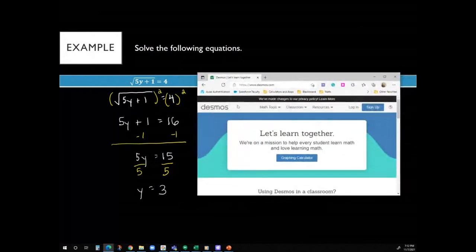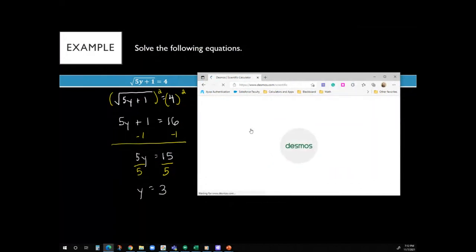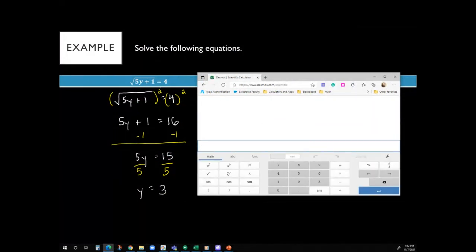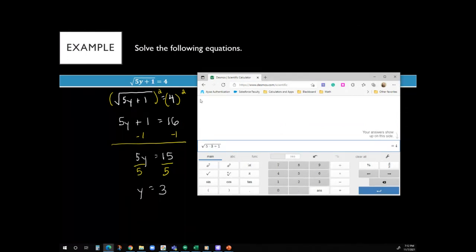So we're going to use the scientific calculator, not the graphing calculator. And I want to check my answer 3 in this original equation. So I'm going to have the square root button, and then it's 5y, which is 5 times 3, plus 1. And then you can see, okay, we're wondering, does that equal 4? Well, it says that equals 4 here.